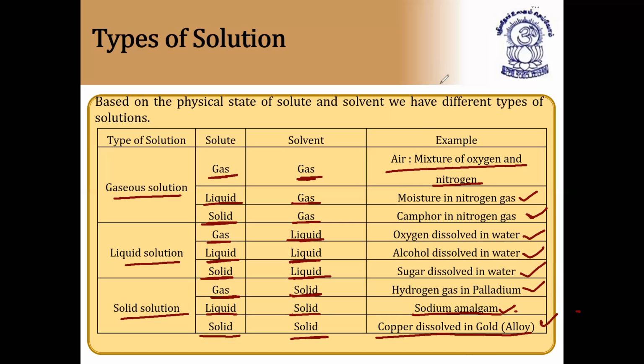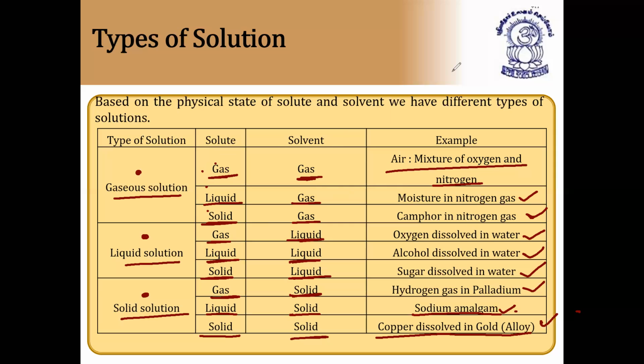Solution, we have three types of solutions: gaseous solution, liquid solution, and solid solution. In gaseous solution, the solvent is mainly gas, and the solute can be gas, liquid, or solid. In liquid solutions, the solvent is liquid, and solutes can be gas, liquid, and solid, it can be anything. Whereas in solid solution, the solvent is solid, and the solute can be gas, liquid, and solid. So all these examples are clear.